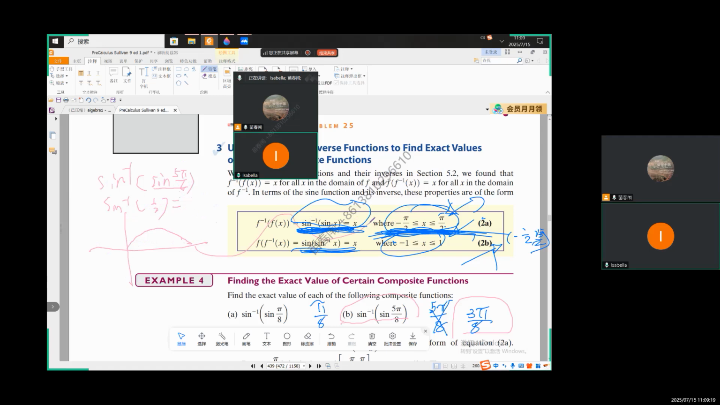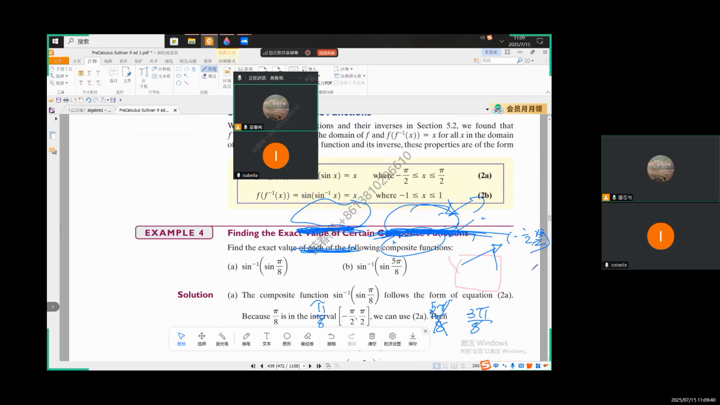It could be 9 pi over 6. This keeps going. There's a lot of intersection, right? Yeah, that makes sense. I understand now. Okay, and also the same series, so that's why it's 3 pi over 8, right? How about B?